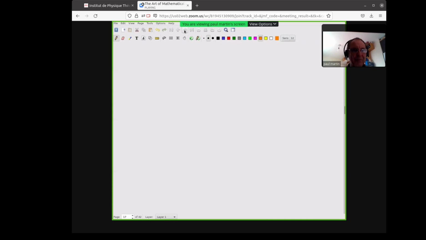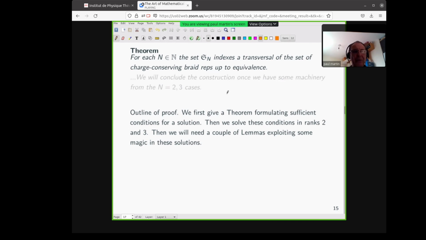I've said what those things mean, so let's give the vernacular form of the theorem. For each natural number n, that set, Sn, of four tuples that we just wrote out, indexes a transversal of the set of charge-conserving Braid representations up to equivalence. That's all I'm going to say about the theorem for now. I'll conclude the construction once I have the machinery from the n = 2 and 3 cases.